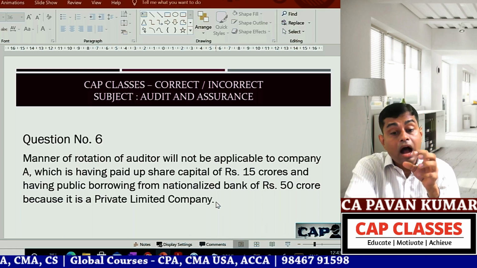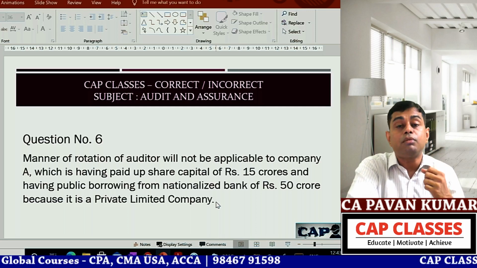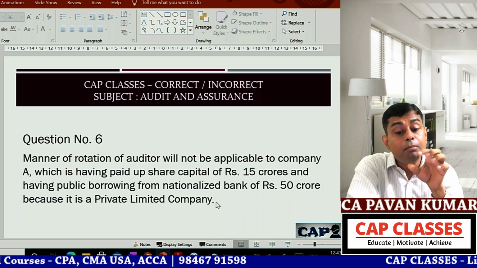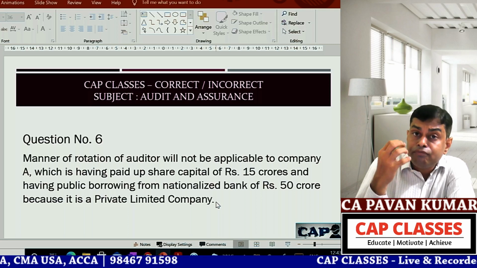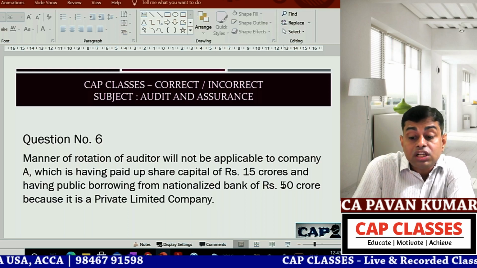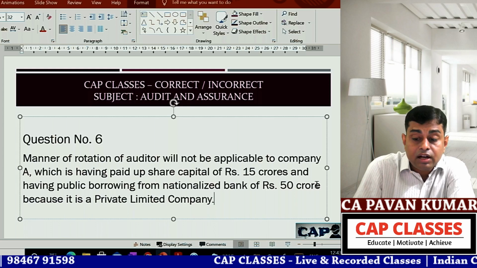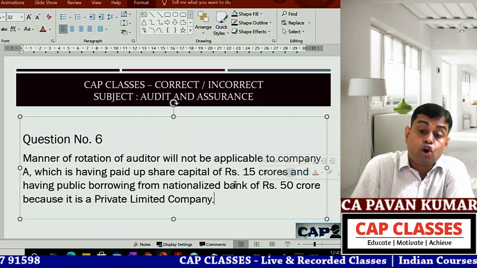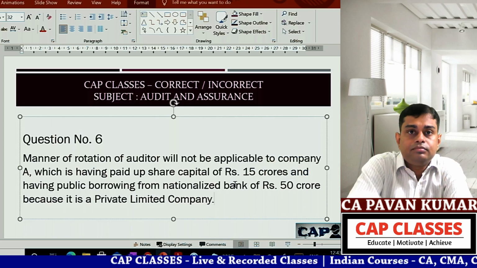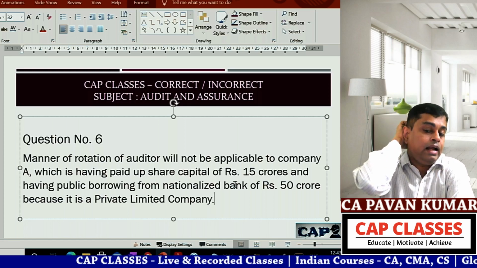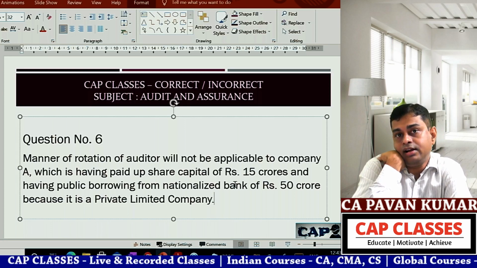But to apply rotation of auditors to a private limited company, it should have a paid up capital of 20 crores or more, or public borrowings from banks or public financial institutions of 50 crores or above. If you have borrowings of 50 crores or above, then beta, welcome to section 139. You have to comply with rotation of the auditors. So the given statement is incorrect. Now Chintu will get it out. But sir, I read in a book that for a private limited company, rotation of auditors is not applicable, sir.